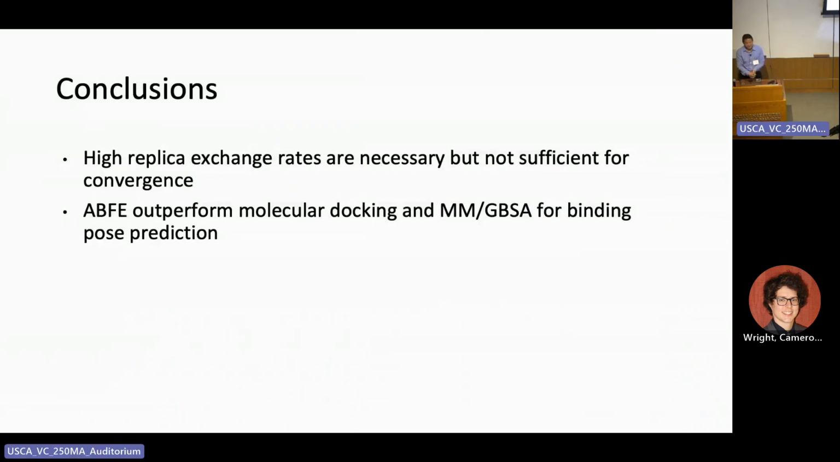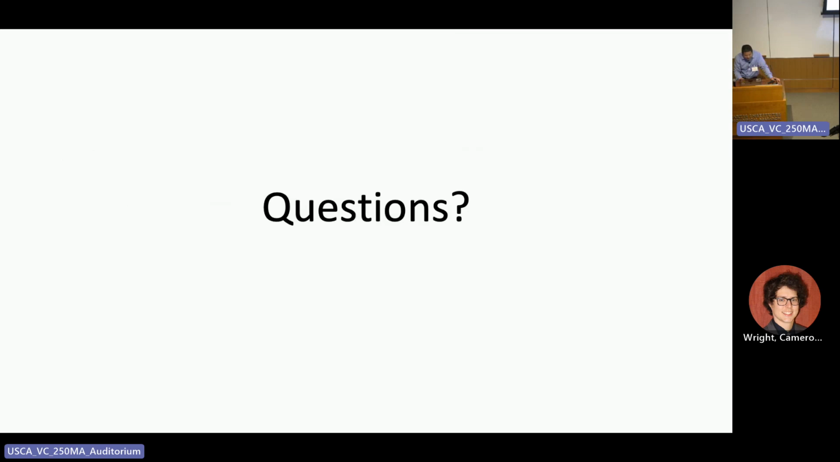So I'd say we don't have full definite conclusions, but high replica exchange rates are necessary but not sufficient for convergence, because we don't always see convergence yet, but maybe we will if we run it a bit longer. And in many cases, it appears that doing this outperforms docking and MMGBSA. I didn't talk about MMGBSA in detail, but that's the interaction energies on those plots. So, any questions?